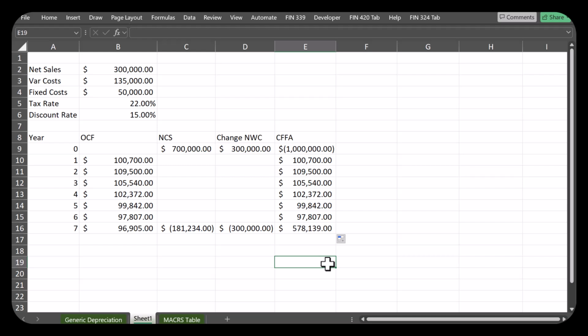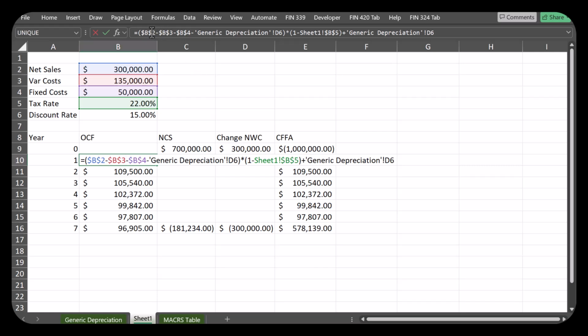Anything unclear or you want me to show you again? All I did here is net sales minus variable costs minus fixed costs. And I grabbed the depreciation from the previous page times 1 minus tax rate, and I added back the depreciation.